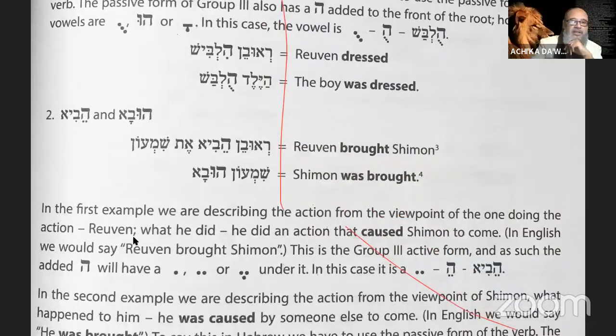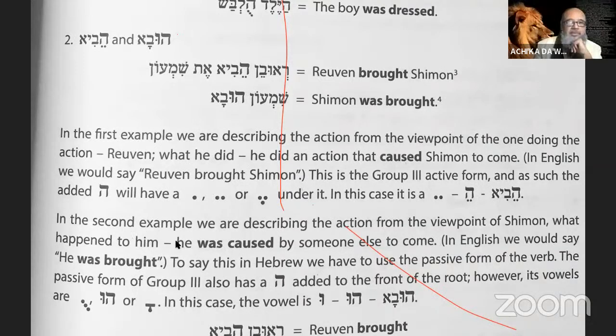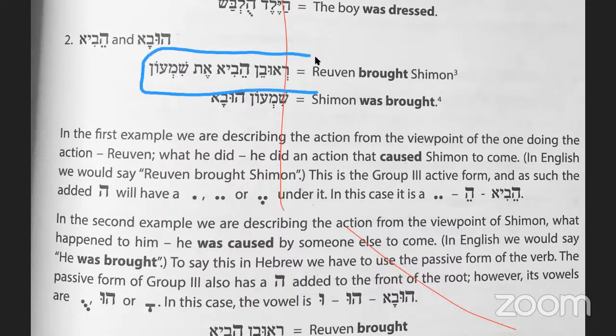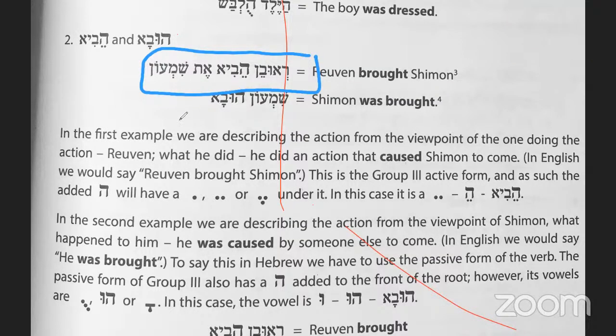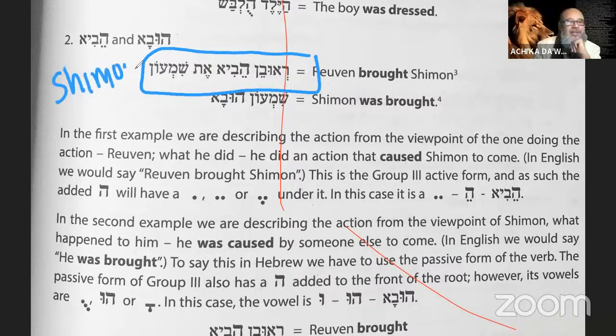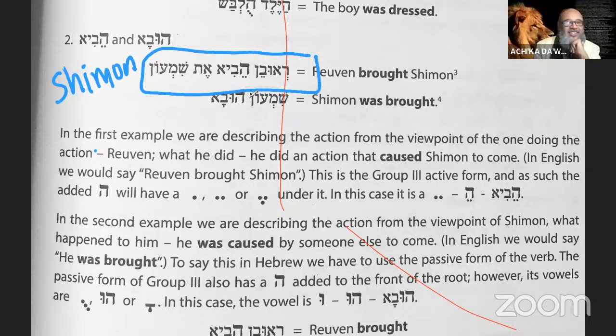Somebody read this one right here. Read the sentence right here. Reuven Havi et Shimon. That's his brother, Shimon. Oh, Shimon. Yeah, this is Shimon. Exactly.